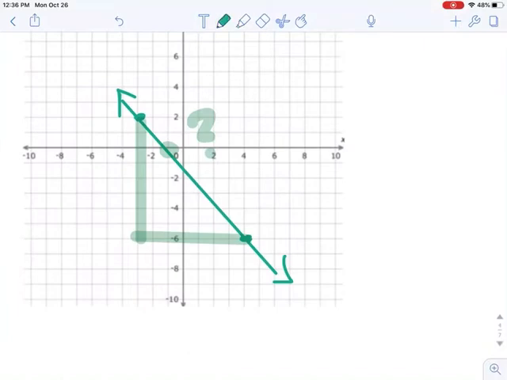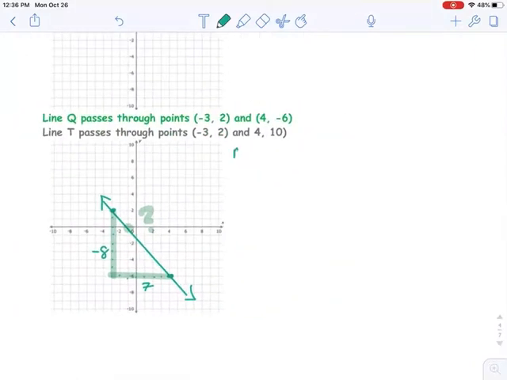All right, so just to be sure, we got 1, 2, 3, 4, 5, 6, 7, 8. So down 8, right 1, 2, 3, 4, 5, 6, 7. Remember, count from point to point, and that's going to help you out. So the slope of Q is -8/7.